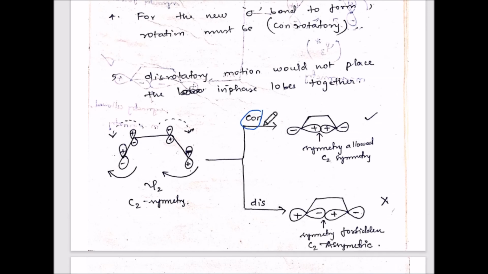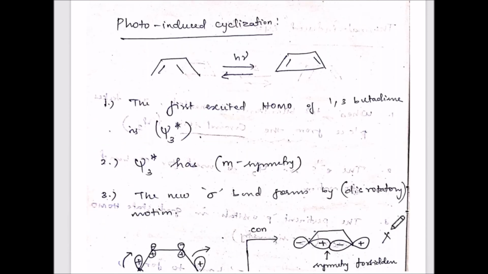And now what I do, I just try to do con rotation. Con means on same side. I am doing on same side here. So this plus comes here and this plus comes here and a bond can be formed, and this is a symmetry allowed condition. Now I do this, which means opposite direction. Don't take these lobes, I'm just doing with these lobes. When you do this, minus comes here and the plus comes here. Minus and plus will not form a bond, and it is symmetry forbidden.